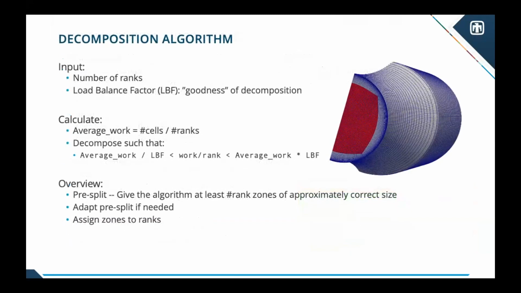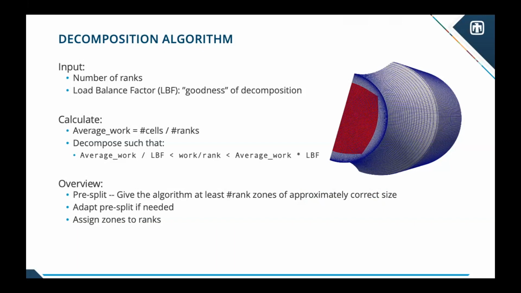The basics of the decomposition algorithm: we say, this is the model, decompose it over this number of ranks, and I want this goodness of decomposition. We calculate that with perfect decomposition, the number of cells divided by the number of ranks would give an average work. And we want that to be plus or minus this goodness of decomposition.